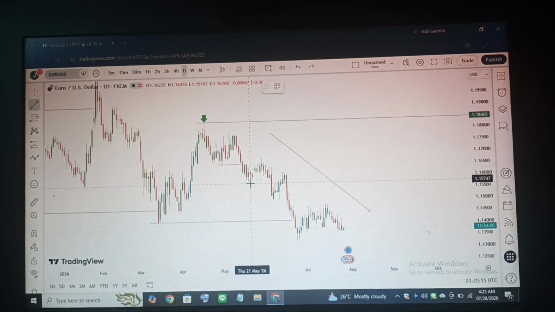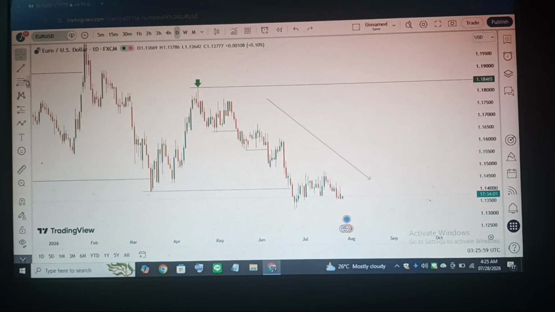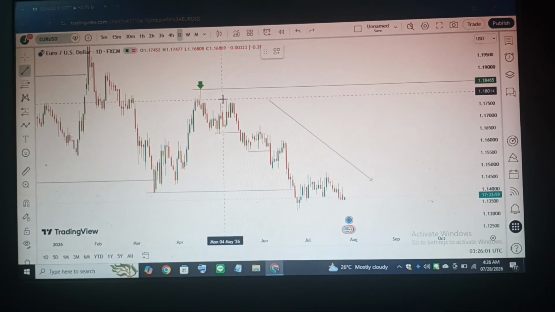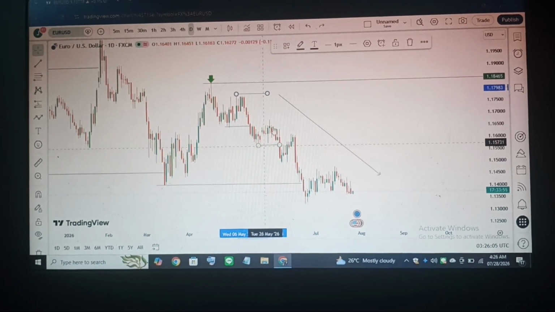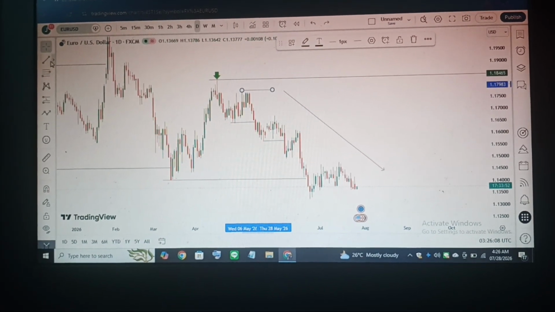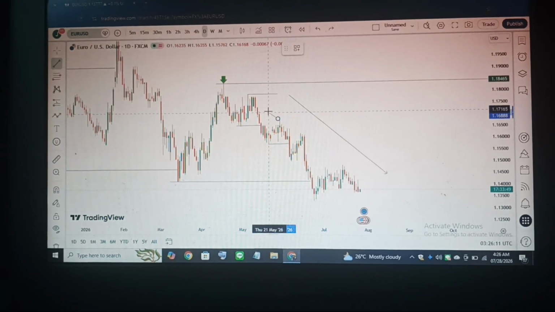See this impulsive leg, this leg is building structure. We have a break of structure. We have another break of structure here. Another break of structure here. What you can see here, this was the swing high that led to the break of structure. Pull back.